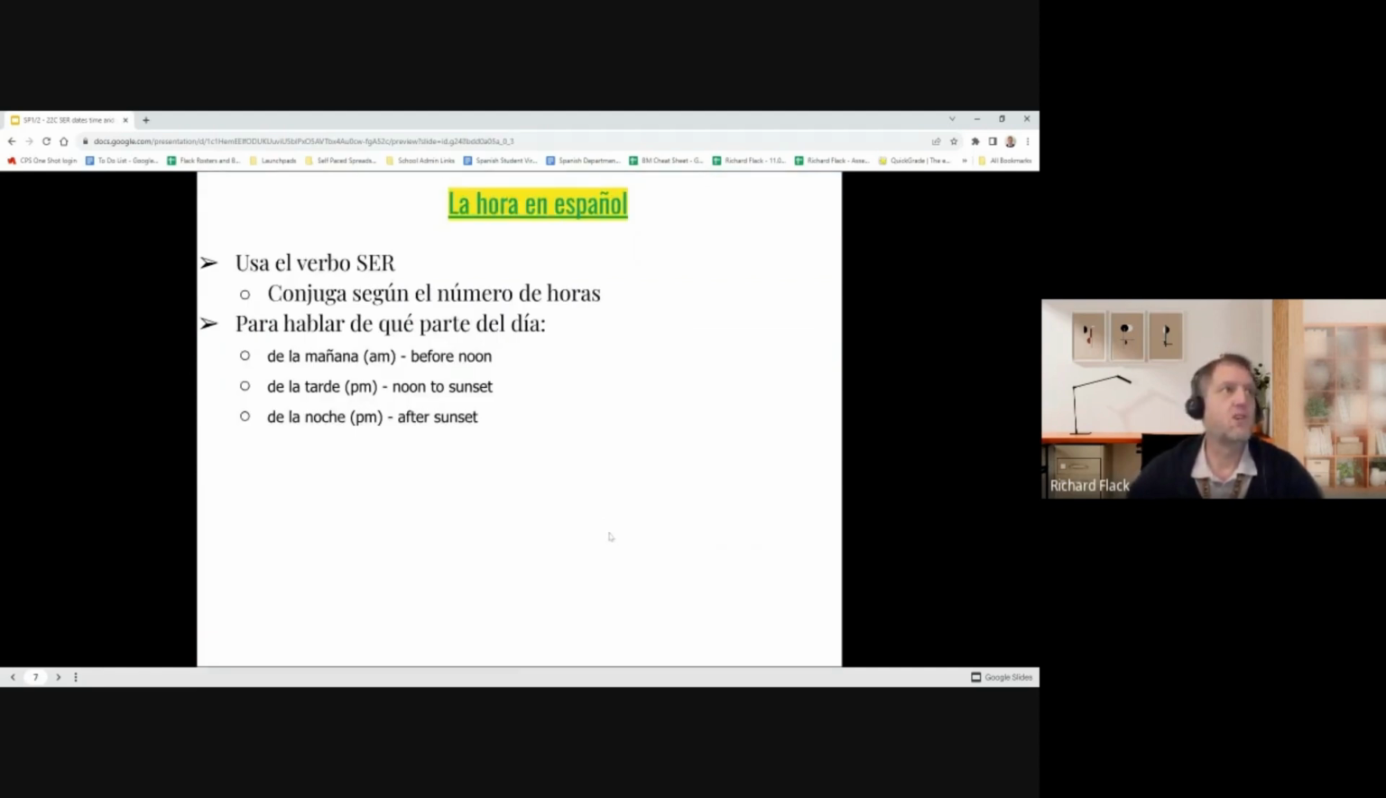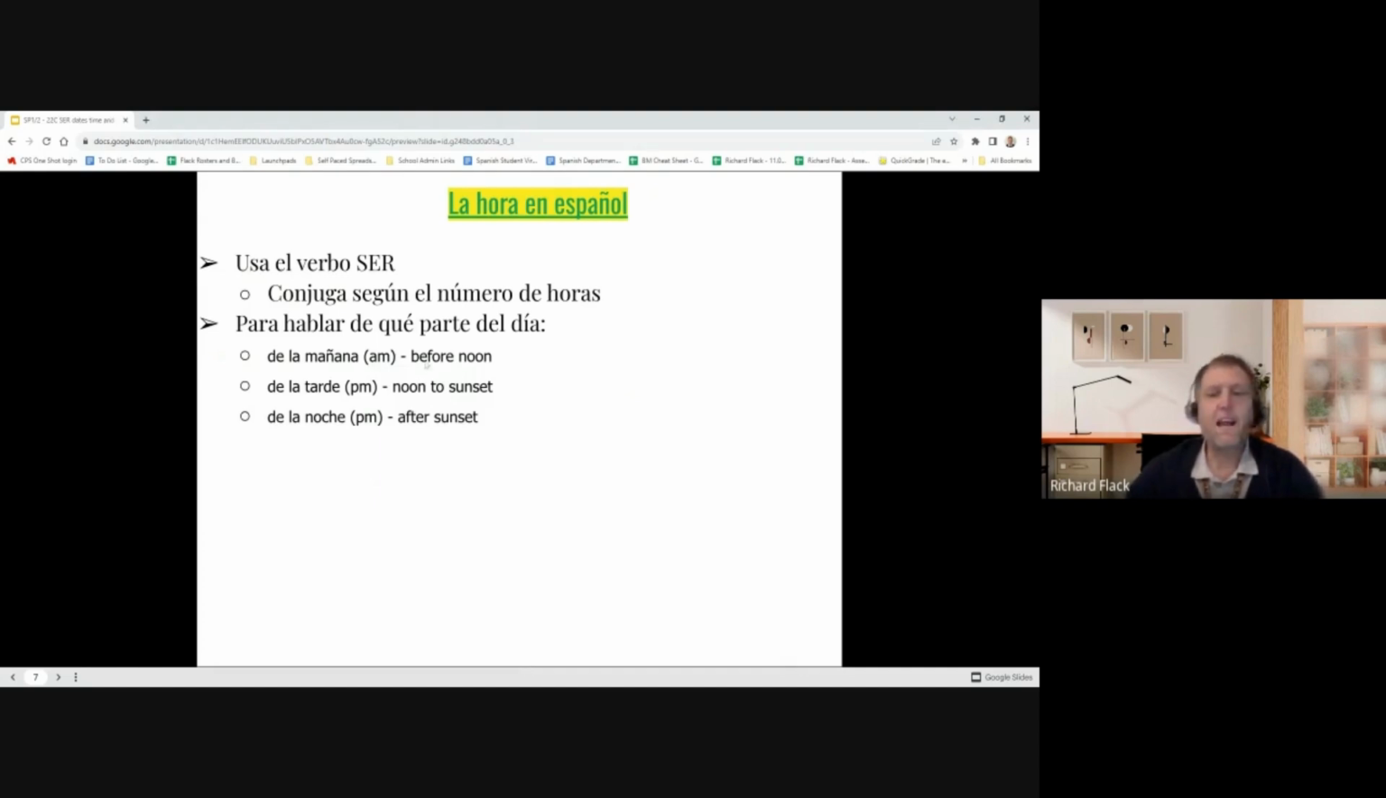We're going to first talk about time in Spanish. So to speak about time, again, we use the verb ser. And we are conjugating ser according to the number of hours. So if it's the 1 o'clock hour, we're going to use ser conjugated as es because it's just one. But for all the other hours, 2, 3, 4, 5, 6, 7, 8, 9, 10, 11, we're going to use son because it's multiple hours. When we get to the 12 o'clock hour, which is midday or midnight, we're going to go back to es and say it is midnight, it is midday.